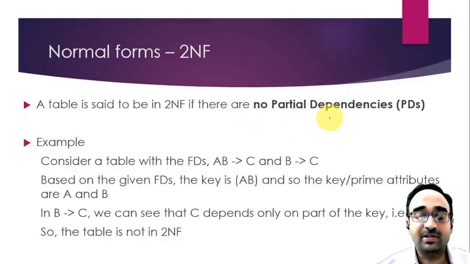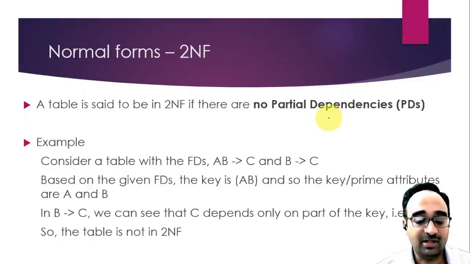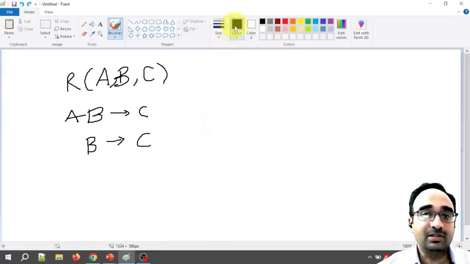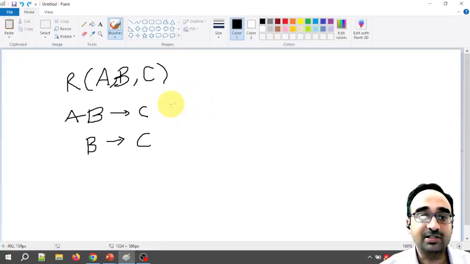So what is a partial dependency and all these things mean, I have to explain one more thing before that. We will come to partial dependency later, but first of all, let's see this.